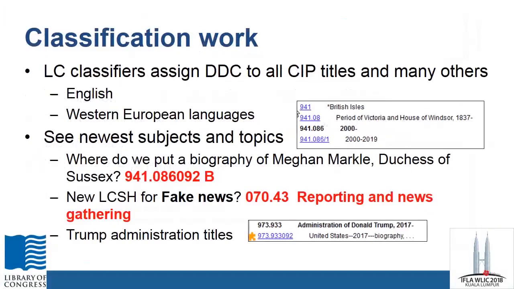And of course, now we have all put it in 070.43, which is reporting and news gathering, a very non-judgmental way of saying that news, but we'll go with that. And my comment here, Trump administration titles, of course, this is not any sort of political statement, this is just the fact that there are books about the president, good and bad, and there's the number for him. So, of course, we're getting this material right before it's published.